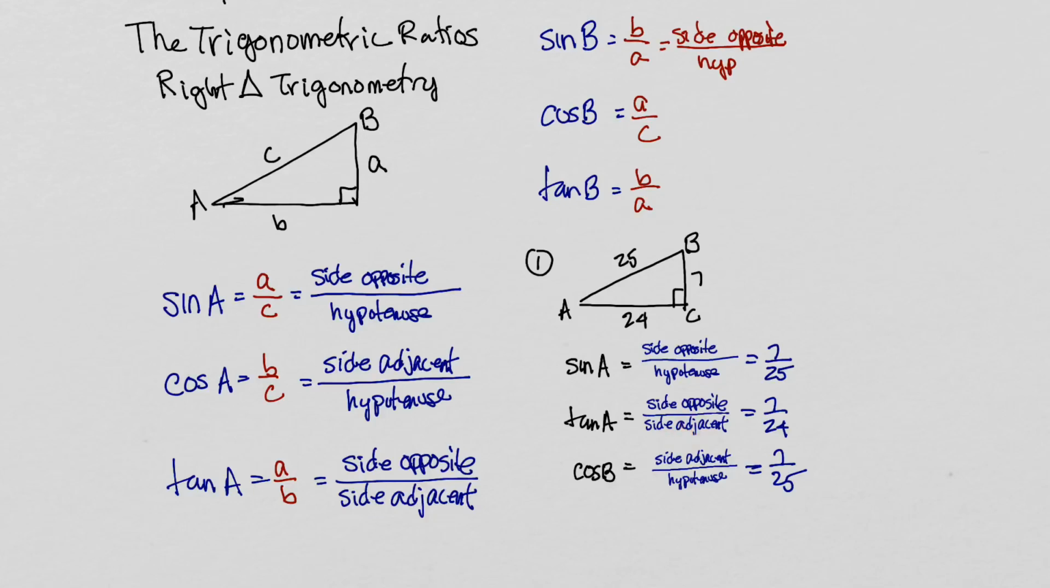The tangent is the opposite over the adjacent. Seriously, if you do a few of these, you'll remember what these are. So locate yourself at A. It's the opposite over the adjacent. So we're going to get 7 over 24. And now we want the cosine of B. So we have to locate ourselves at B. Here's B. And what is the cosine? The cosine is the side adjacent over the hypotenuse. So we're going to get 7 over 25. And there's our 7 over 25.